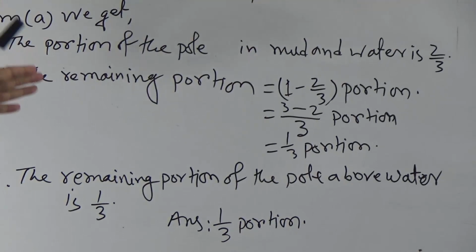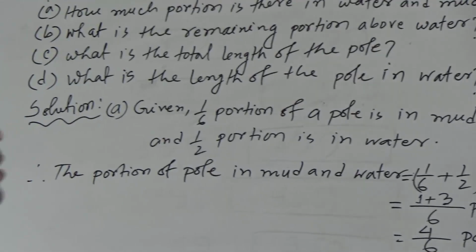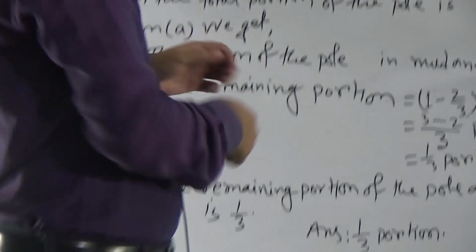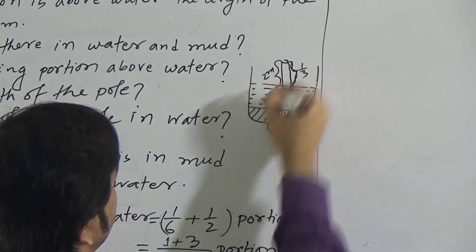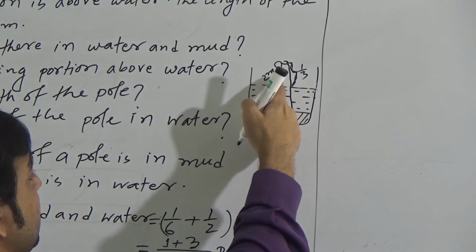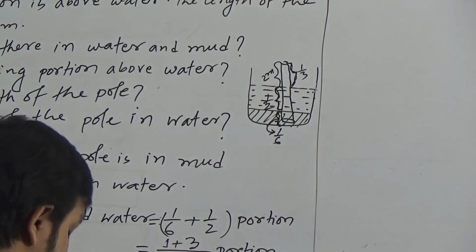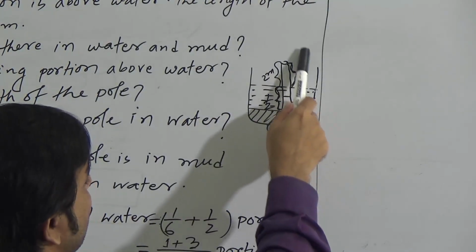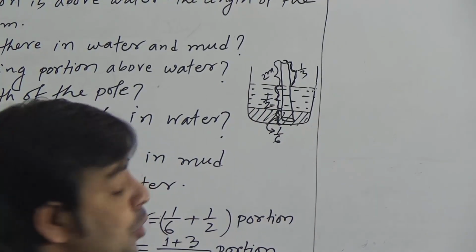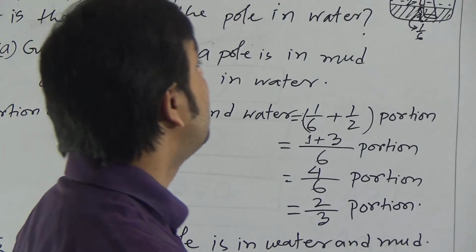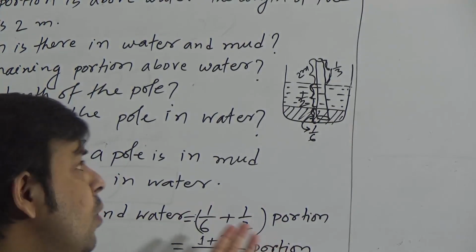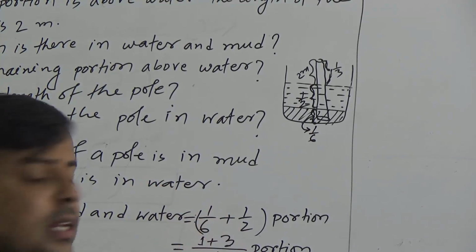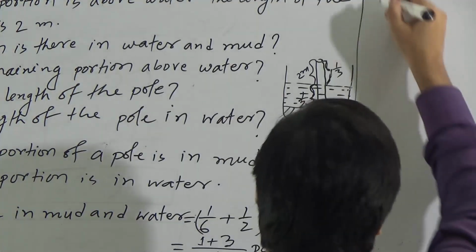Okay, dear students, I hope you have understood question B. Now I have to solve question C. What is the total length of the pole? Dear students, from question B, you have seen that this is our remaining portion, or portion of the pole above water. This is 1 by 3. It means that in our stream, the length of the pole above water is given, that is 2 meter. It means that 1 by 3 portion is equal to 2 meter. As 1 by 3 portion is 2 meter, we can find the total length. If we find the total portion or one portion, we will get the total length of the pole. So we can solve question C now.